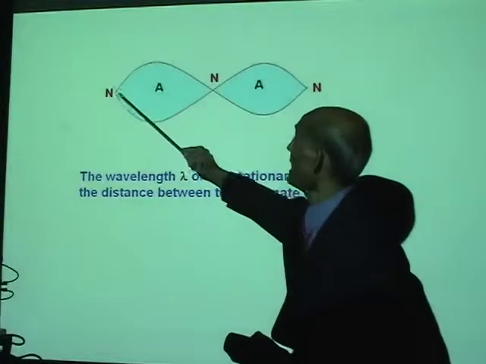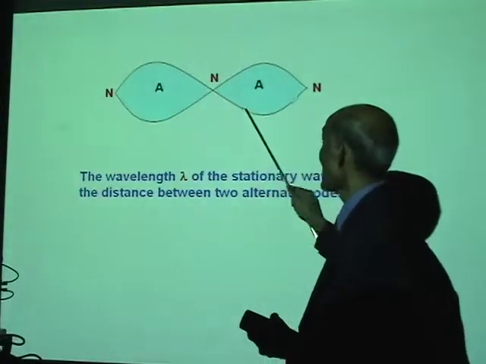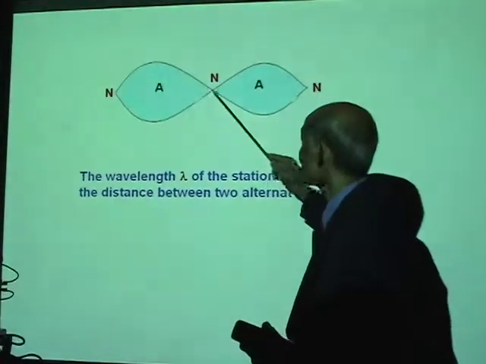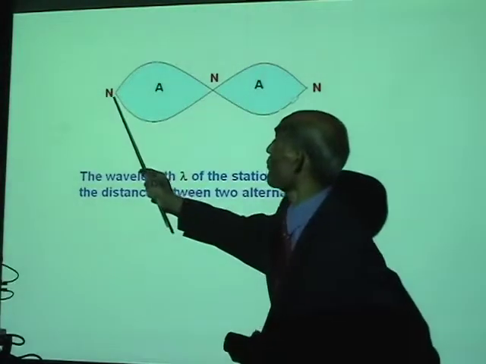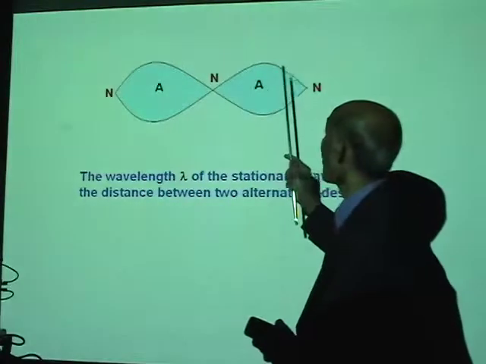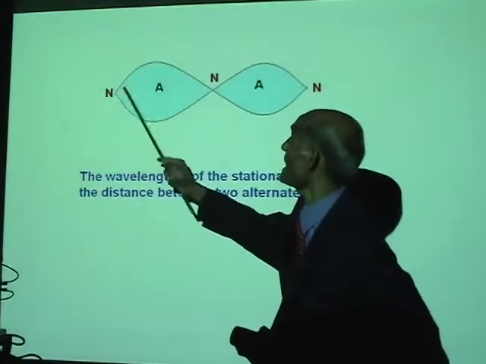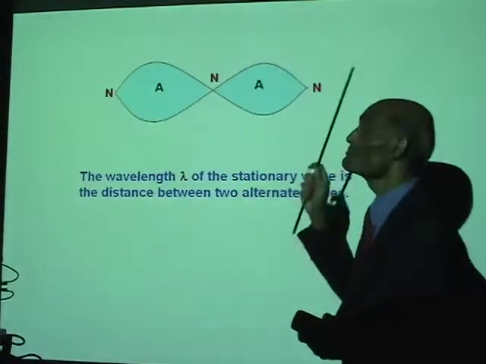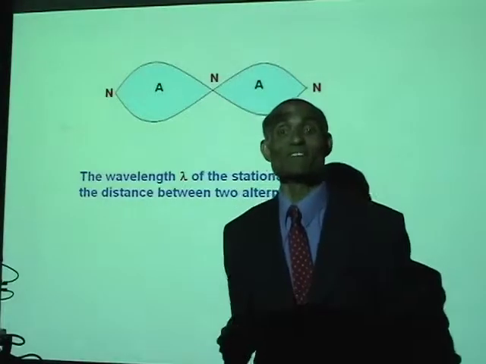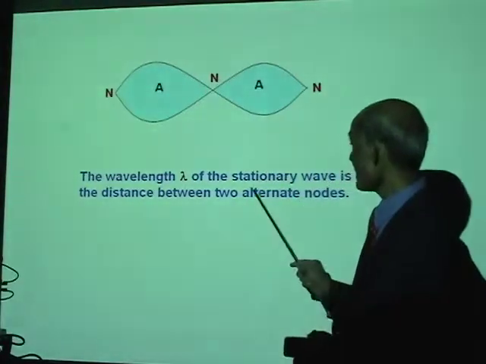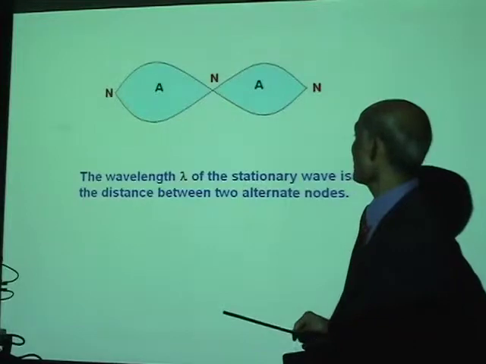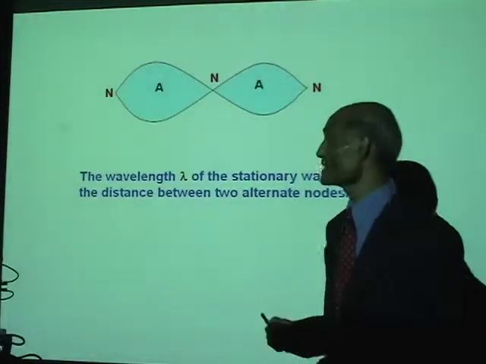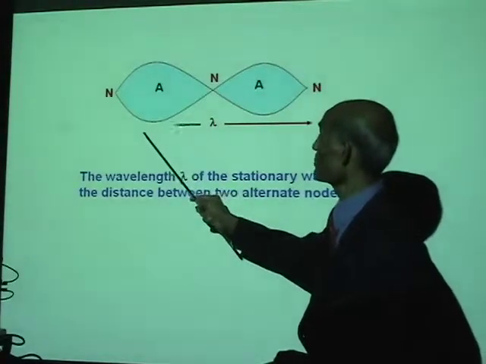Is that right? A wave has a crest and a trough. So one full wave contains a crest and a trough. Therefore, the distance between two alternate nodes, you notice that? Not the nearest node. The distance between two alternate nodes is a wavelength for a stationary wave. The wavelength lambda of the stationary wave is the distance between two alternate nodes. There you are. So don't forget that.